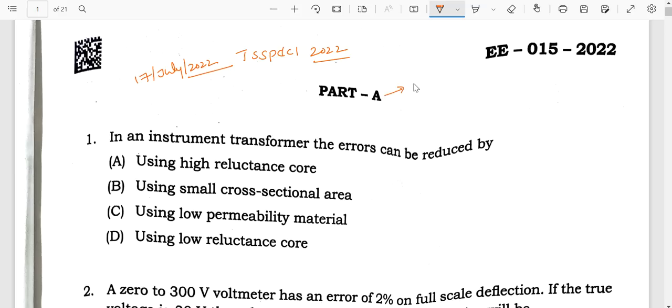So this paper will have two parts. Part A will have technical questions, 80 questions, and part B will have general studies questions, 20 questions. So the total will be 100 questions. In this video, I'm going to discuss the part A question paper. For the answers and solutions, I'm going to use set B. So the question paper that I'm discussing is set B.